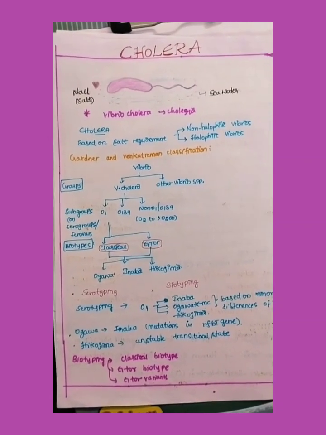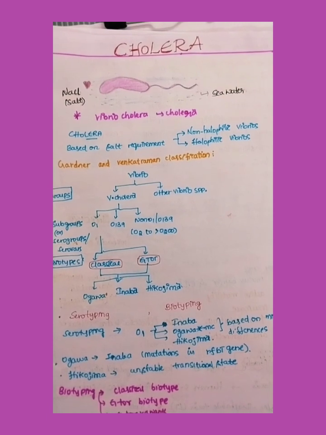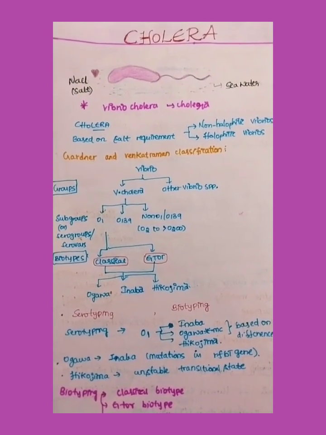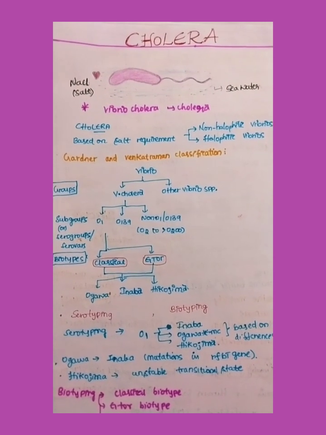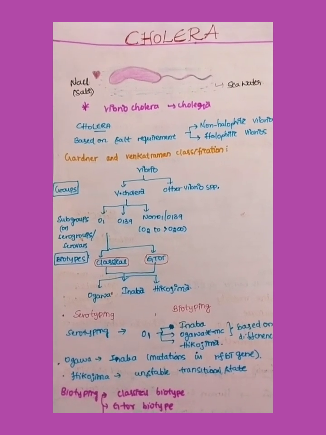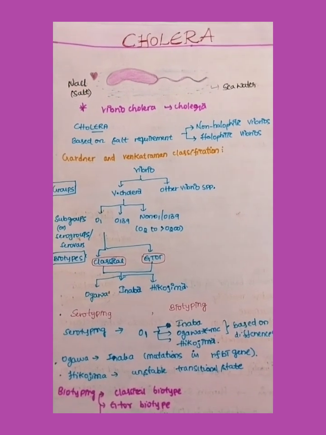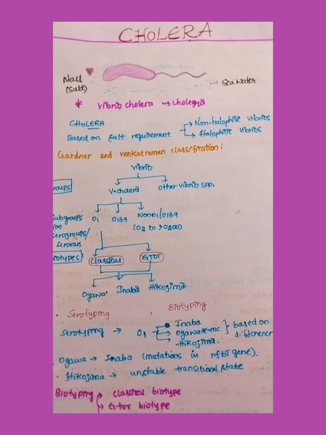Today we are going to discuss cholera. This is a picture of it, indicating it is a gram-negative bacillus and it is comma shaped, so we call this a Vibrio. Comma-shaped Vibrio is most abundantly seen in sea water and it loves salt.